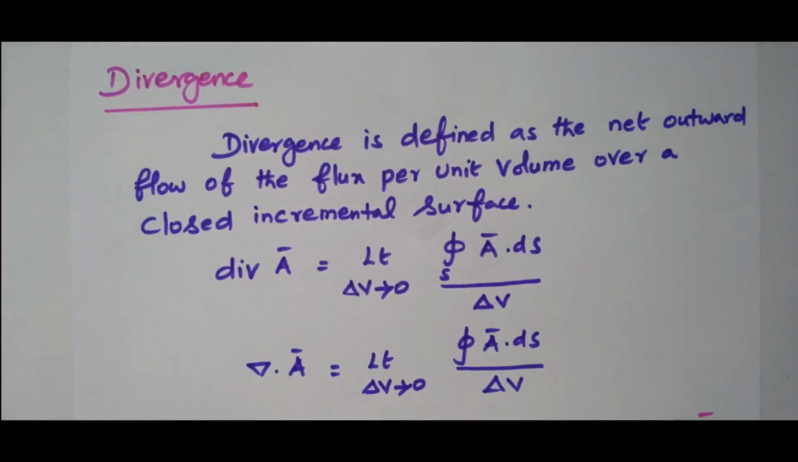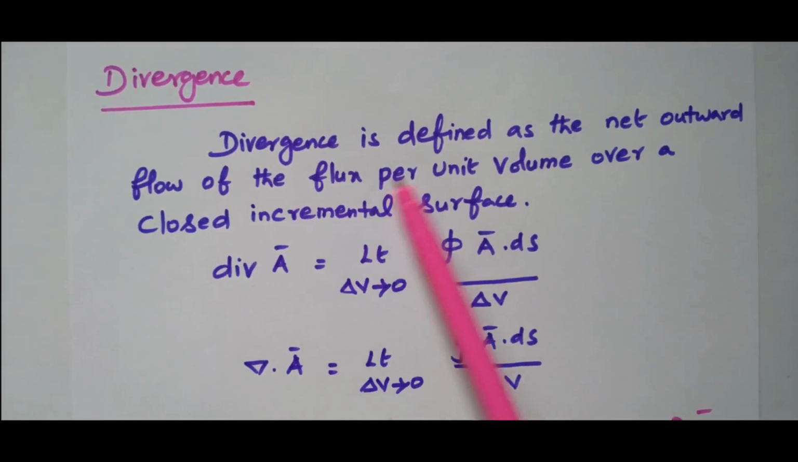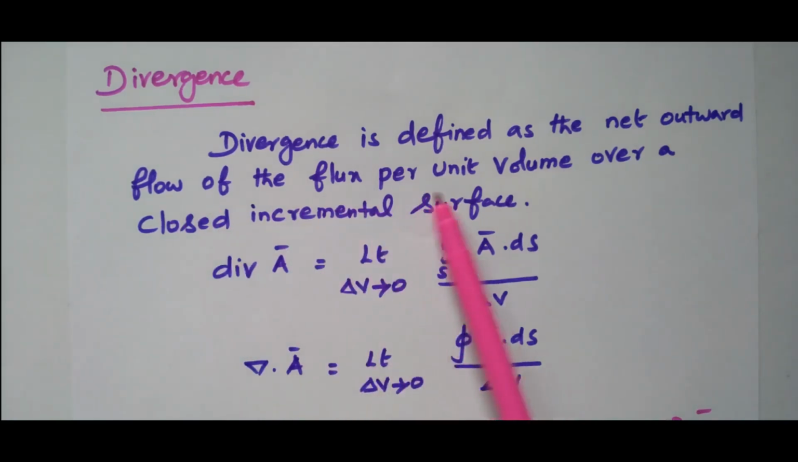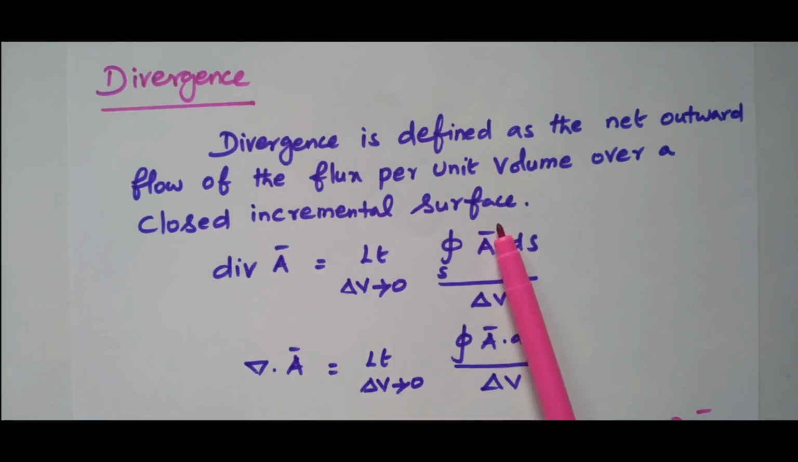Welcome viewers. In this video, we'll see the definition of the divergence theorem, and the Laplace and Poisson equations. First, we'll see the divergence. Divergence is defined as the net outward flow of the flux per unit volume over a closed incremental surface.